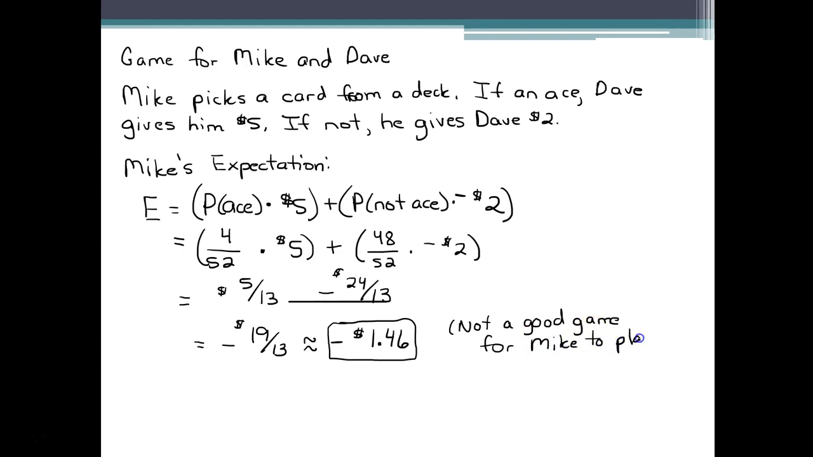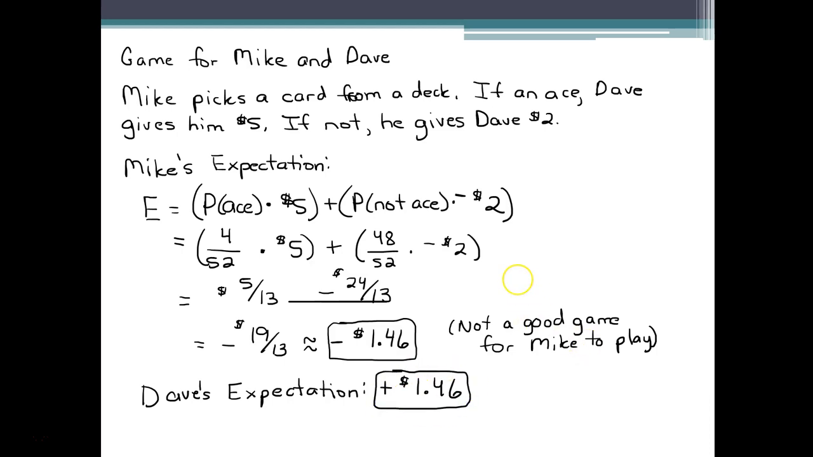But if Mike plays a bunch of times and on average loses $1.46, remember he's paying that $1.46 to Dave. Dave's expectation is the opposite number, positive $1.46. So if they play this game hundreds of times, Dave on average is going to be making $1.46 per play. So this is a very good game for Dave. Dave would benefit from playing this game lots of times. Mike, not so much. But there you go. That's the expectation.